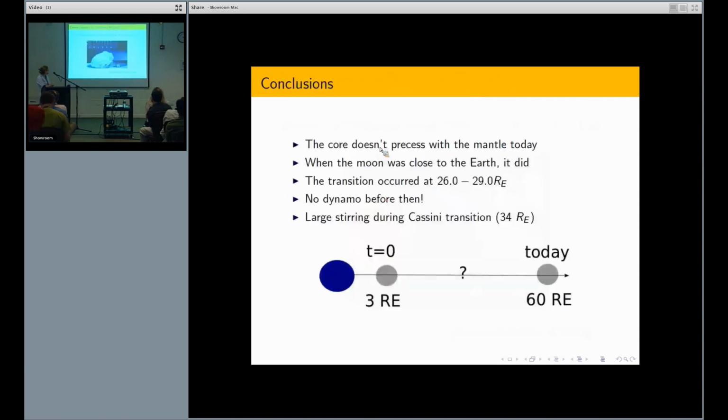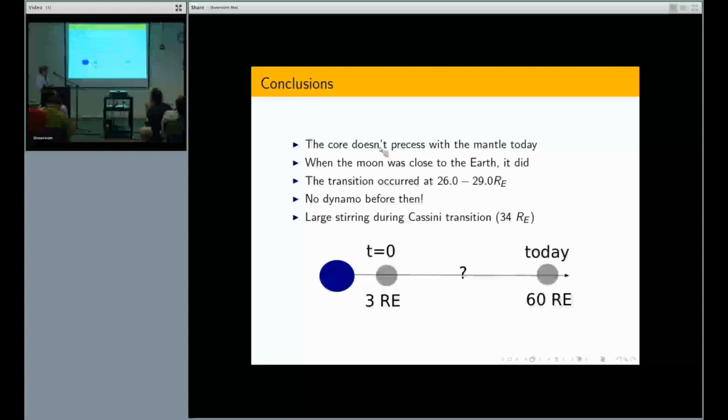So in conclusion, the core does not precess with the mantle today, but when the moon was close to the Earth, it did. And the core unlocked from the mantle at between 26 and 29 Earth radii. Before that point, it would be impossible to have a lunar dynamo. After that point, we encounter the Cassini transition at 34 Earth radii, which is possibly a very good source of jump-starting a lunar dynamo. Okay, thank you.